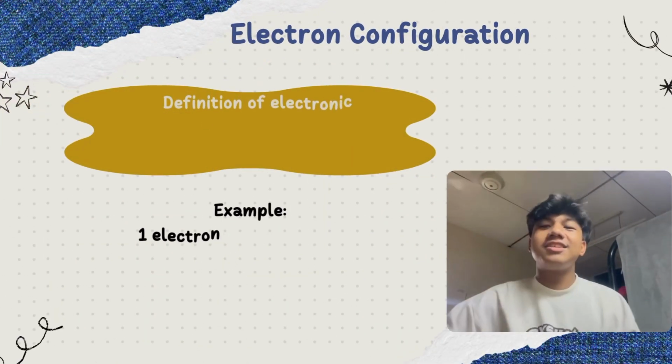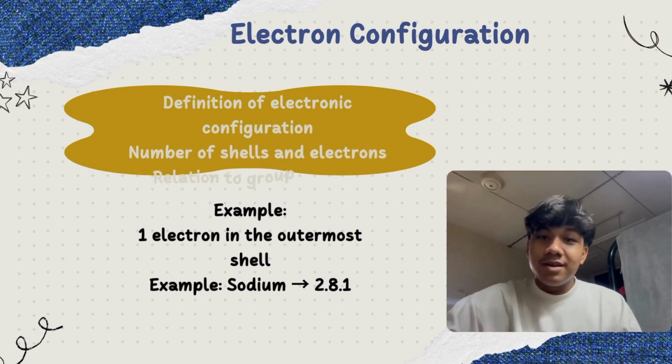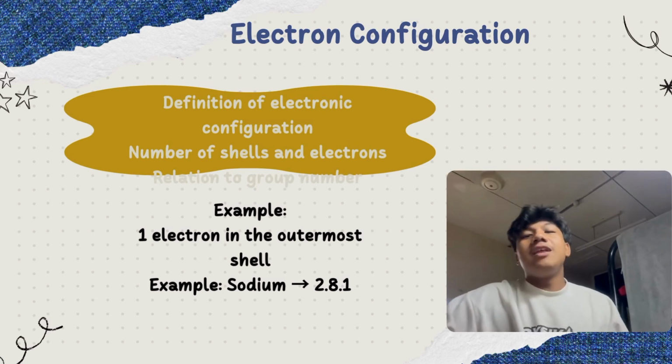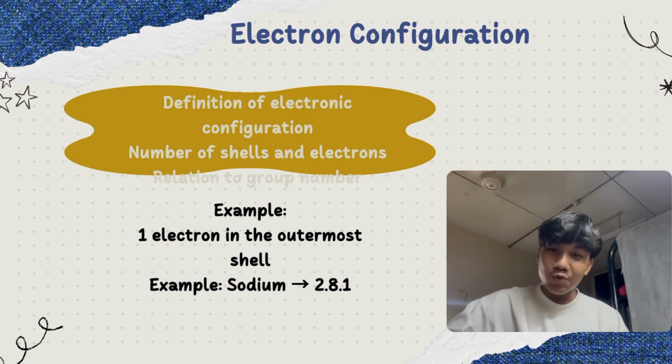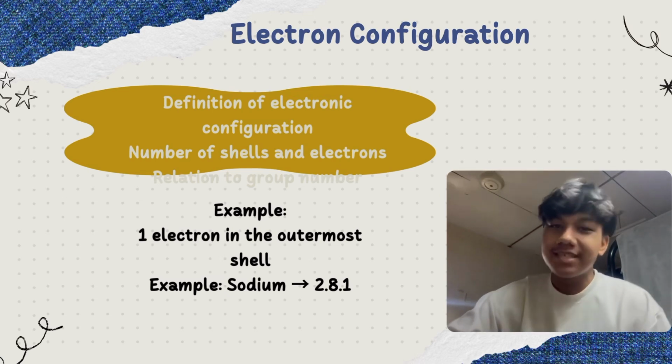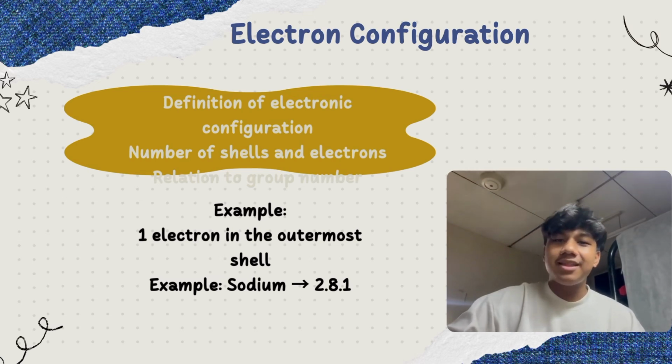Electronic configuration shows how electrons are arranged in the shells of atoms. It also explains why elements in the same group behave similarly. For the first point, group 1, alkali metals, this group has one valence electron, for example, sodium, 2.8.1. The single outer electron makes these metals very reactive.